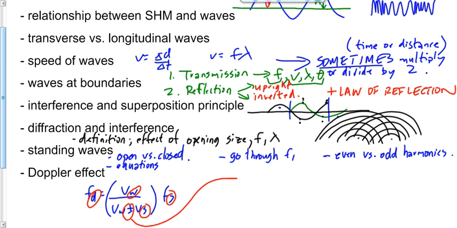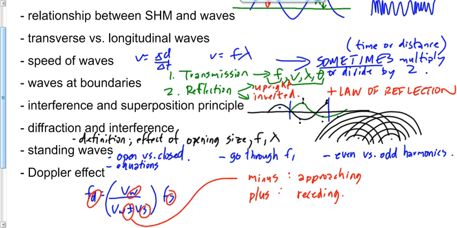It's going to be VW minus VS if they're approaching each other. And it's going to be VW plus VS if they're receding. So if the fire truck is going away from you on the side of the highway, then it's going to be a positive value. If it's coming towards you, it's going to be negative.